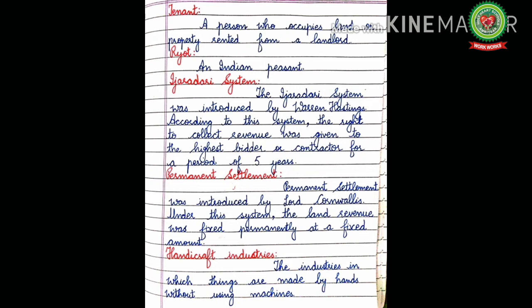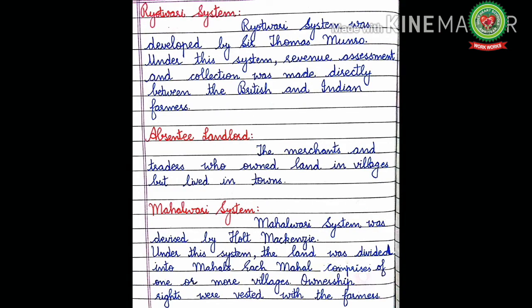Handicraft industries, the industries in which things are made by hands without using machines. Ryotwari system. Ryotwari system was developed by Sir Thomas Monroe, and under this system, revenue assessment and collection was made directly between the British and Indian farmers. Absentee landlord, the merchants and traders who owned land in villages but lived in towns.